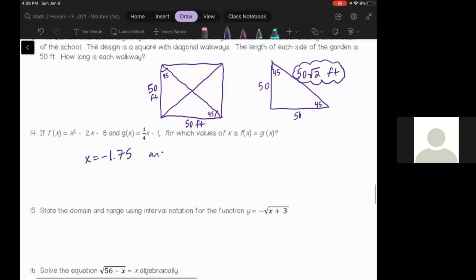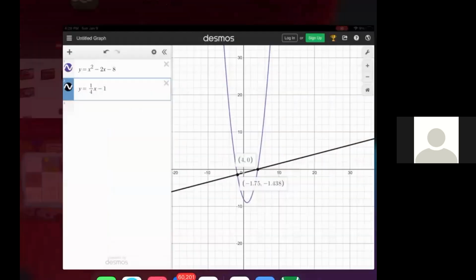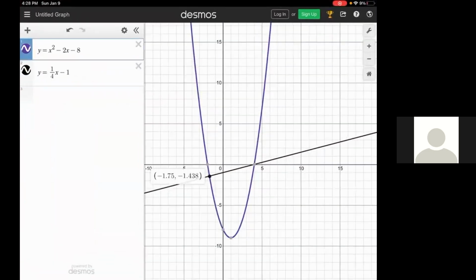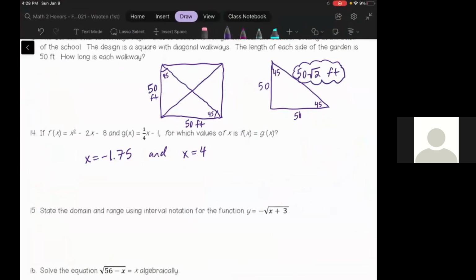x equals negative 1.75, x equals 4. Again, we're just focused on the x values when we're just solving for which values of x is f of x equal to g of x. Those are going to be the two x coordinates where the graphs of these two functions are equal. Okay, so very straightforward there. Just a quick reminder of how easy it is to solve some of these equations using Desmos. So that's number 13 and number 14.